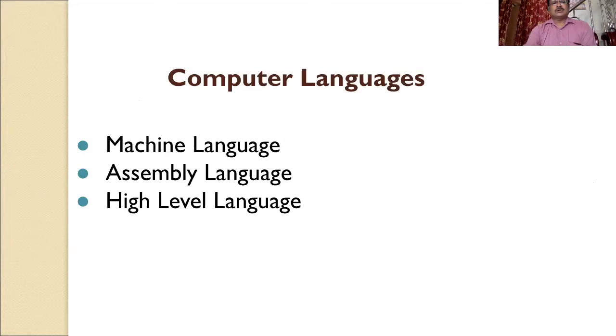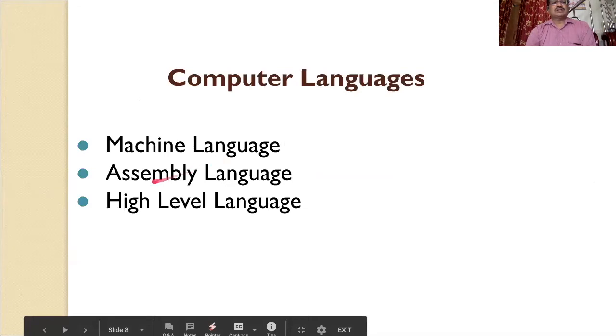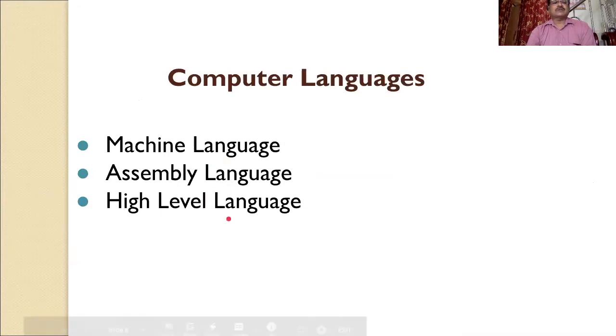In the computer, these are the three main languages: machine language, assembly language, and higher level language. The microcontroller or computer processor understands the language of 0 and 1, machine language. So when we write the program in assembly language, that should be converted into machine language using the assembler. However, when we write the program in a higher level language like C, then we have to convert that into machine language using the compiler. Ultimately, we have to convert everything into machine language, right?